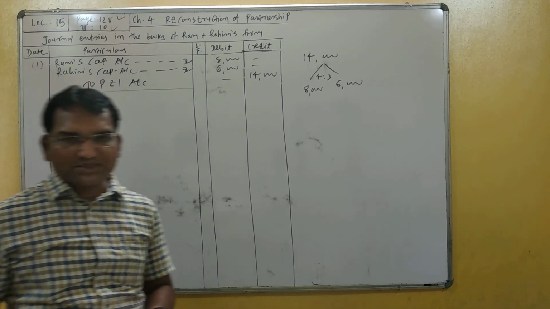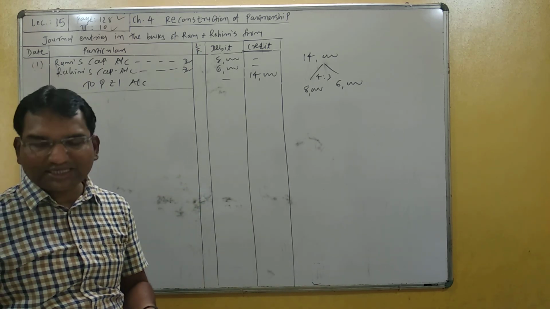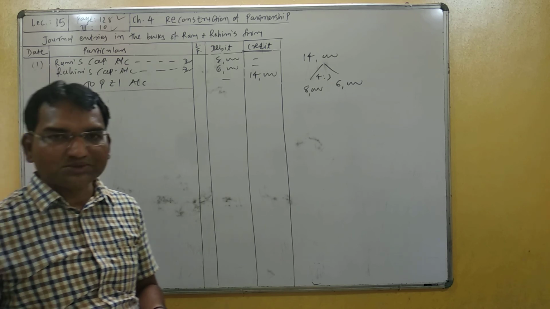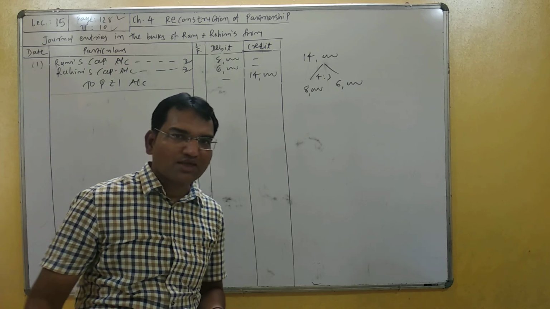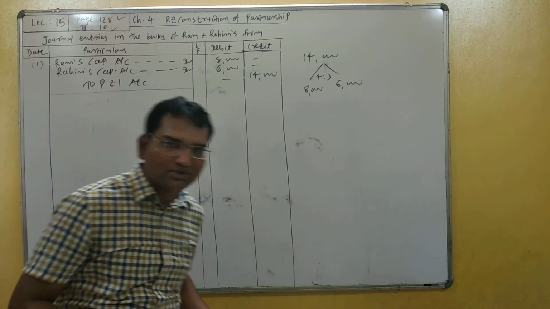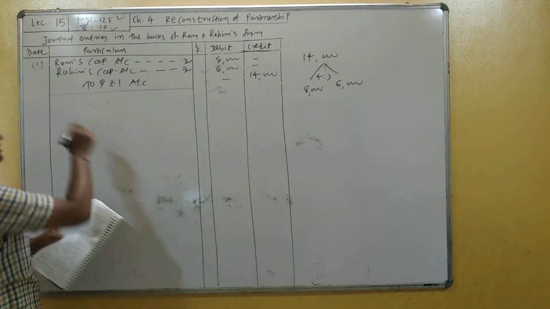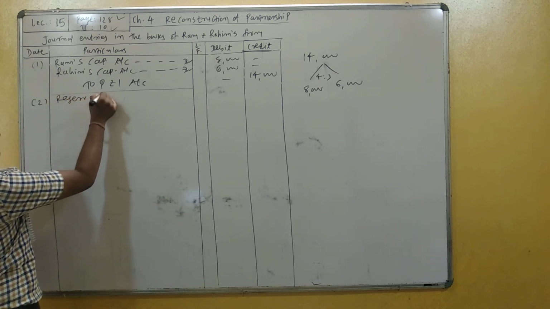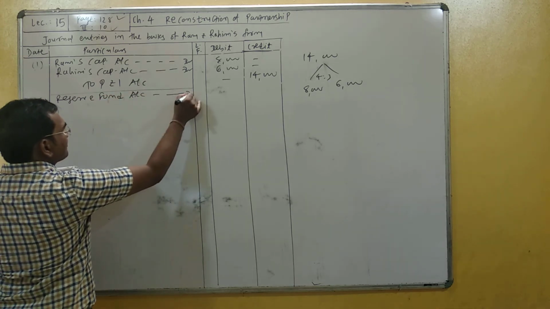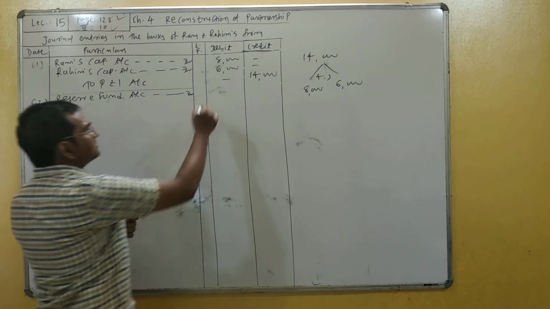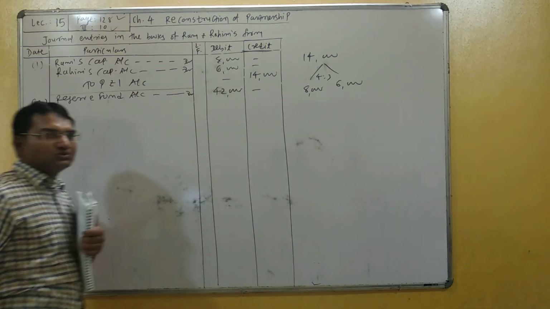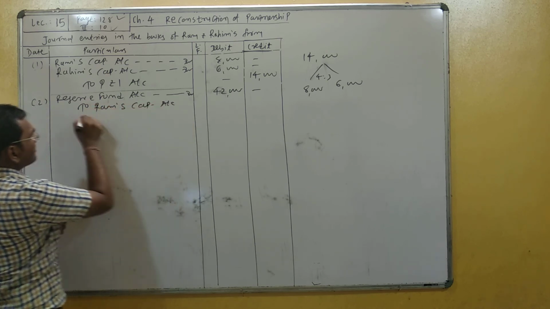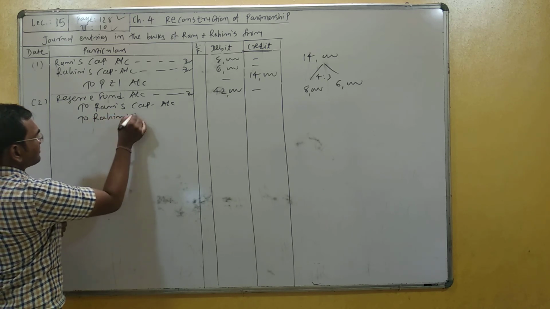Now second balance, reserve fund. Reserve fund has a credit balance, and if we want to distribute it between partners, the reserve fund account should be debited and Ram and Rahim's partners' capital accounts credited. So the journal entry of the second balance: reserve fund account debit, amount 42,000, to Ram's capital account, to Rahim's capital account.